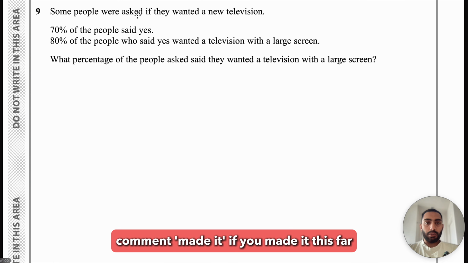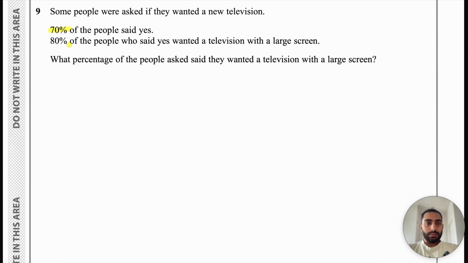Question 9. Some people were asked if they wanted a new television. 70% of the people said yes, and 80% of the people who said yes wanted a television with a large screen. What percentage of the people asked said they wanted a television with a large screen? So if it says 70% of the people said yes, I'm going to convert this into a decimal. I'm going to write it as 0.7. I've just divided it by 100.